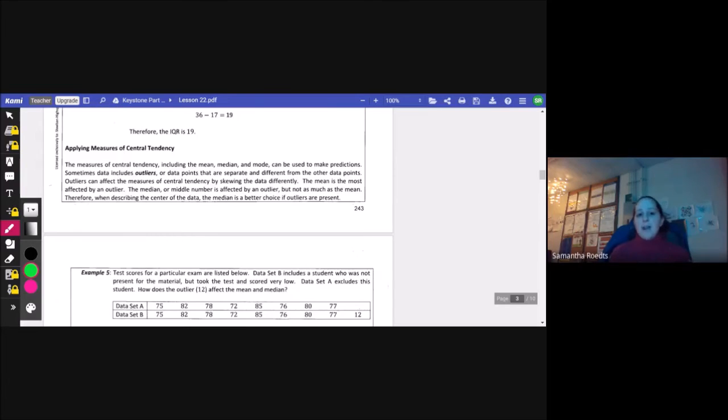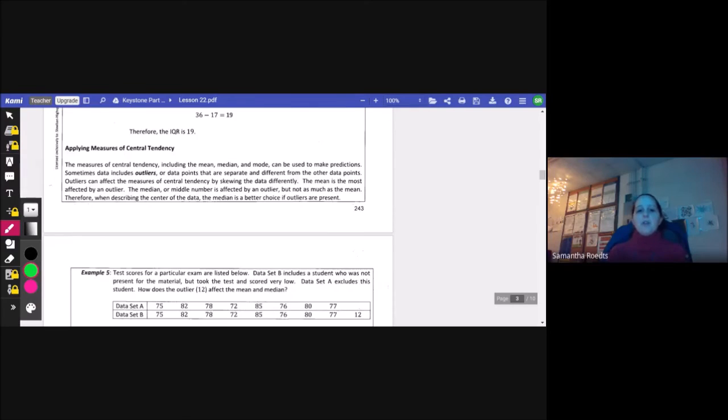So outliers can often affect the measures of central tendency by skewing the data differently. So basically what that means is it bumps everything off. So like if you had 1, 2, 3, 4, 5, and then 40, that 40 is going to really bump up your mean. It's going to change your median. It's going to change everything, okay? So the median or middle number is affected by an outlier, but not as much as the mean. The mean is really the number that's affected the most often by this outlier. So therefore, when describing the center of the data, the median is a better choice if outliers are present.